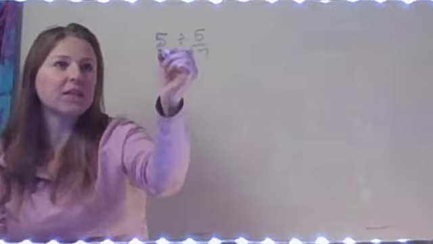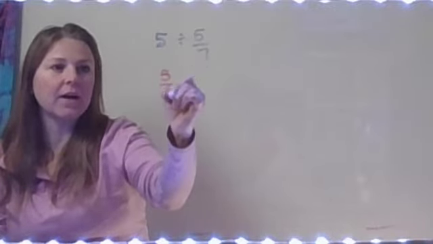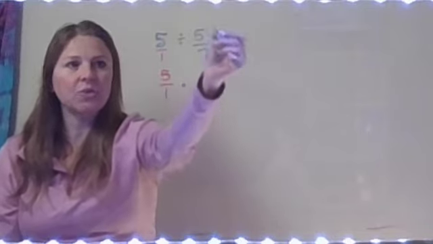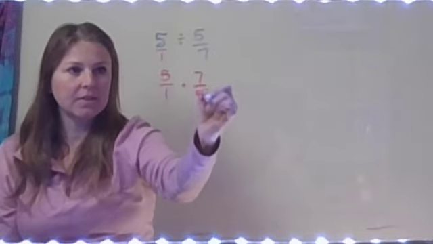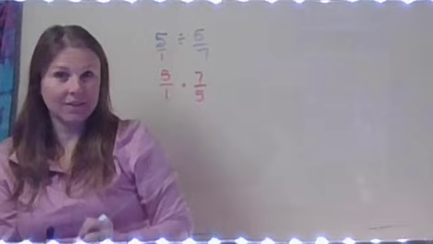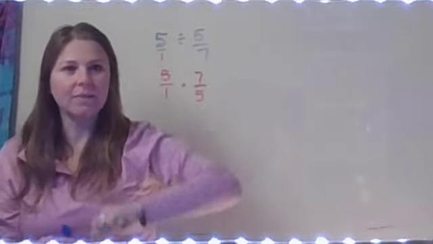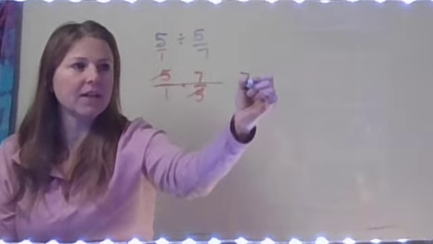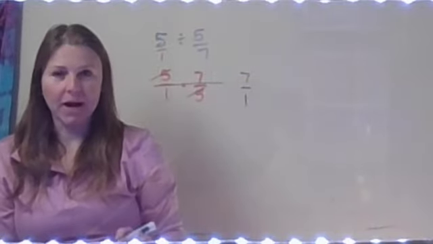All right, hopefully you made the 5 over 1. And then you change that division to a multiplication and you made this the reciprocal. And then you're noticing that there's a 5 on top and a 5 on the bottom. So cross that 5 off. So you're left over with 7 on top and 1 on the bottom.